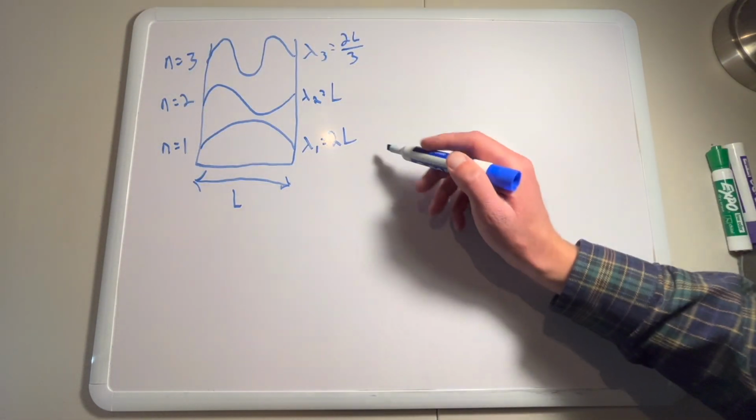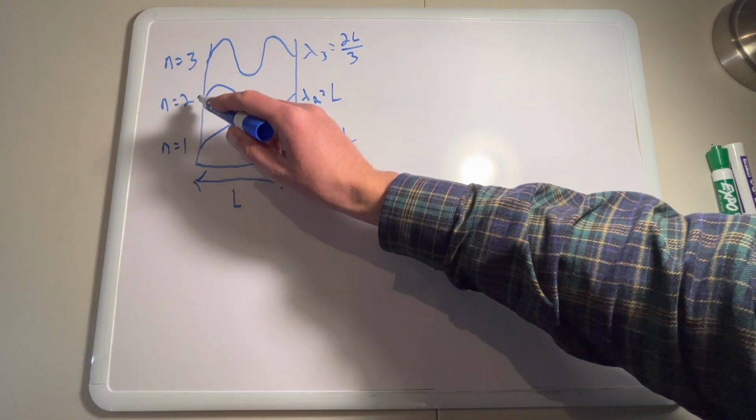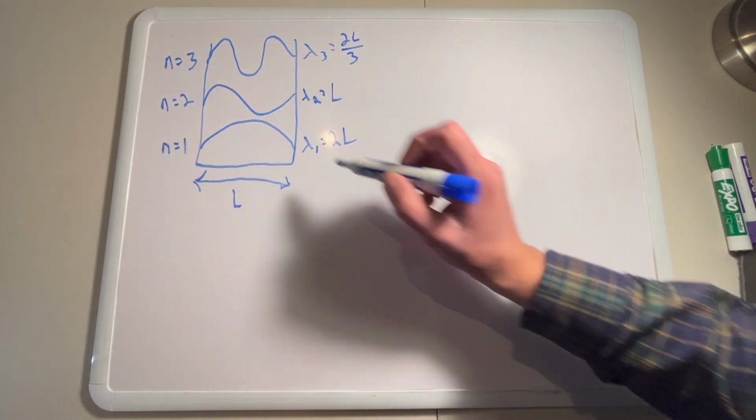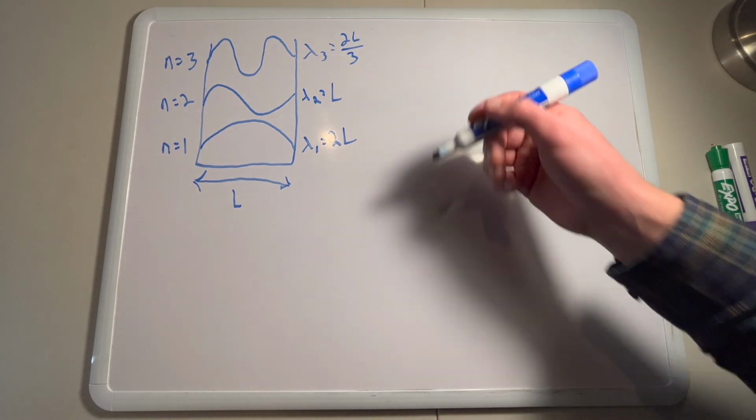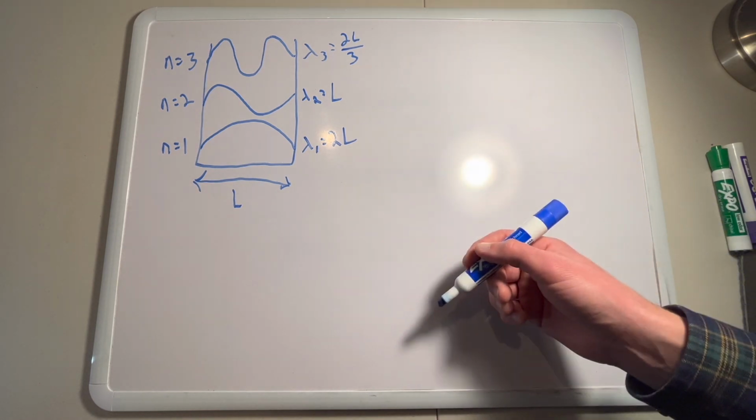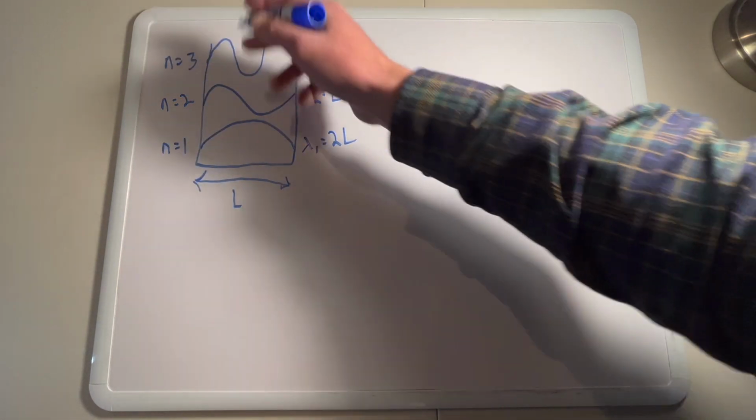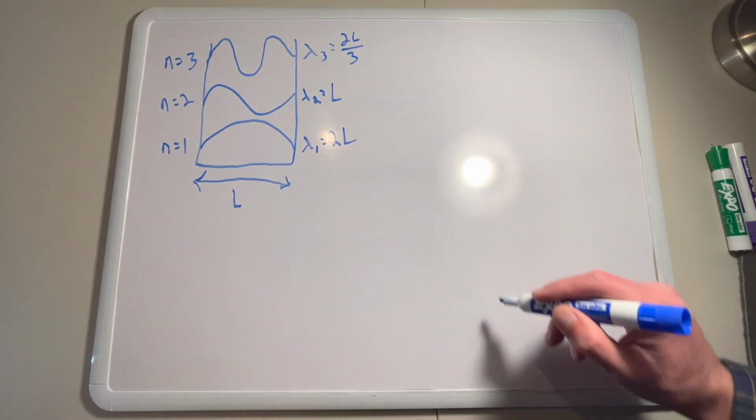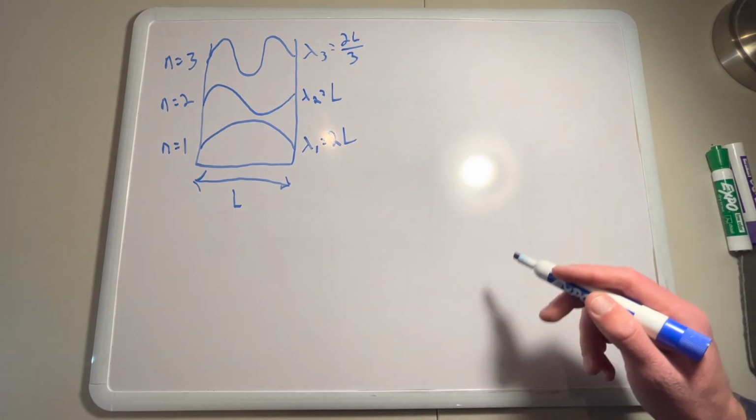And we can keep on going, right? If we got to the 4th one, as I said before, we would get like 2 full cycles within that range. So that would be 4L over 2, or just L over 2, right? Half the length. So we can think about this pattern that we're getting here.